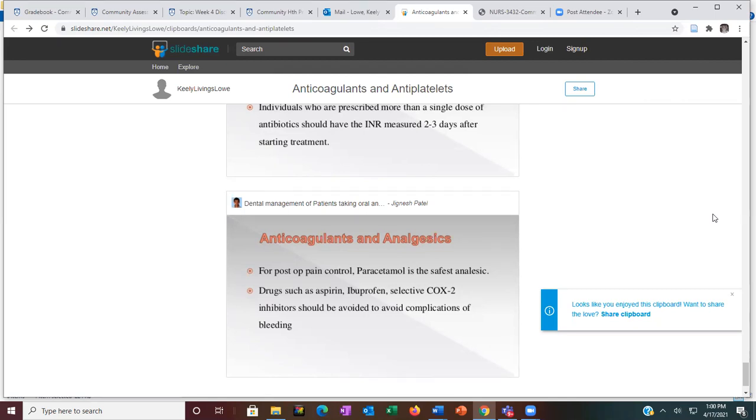Let's move on to heparin. Heparin, or you may have heard of Lovenox, which is a low molecular weight heparin. Heparin affects a number of different clotting factors, while the low molecular weight heparin, Lovenox, only affects one of those. So it is a less potent type of heparin.